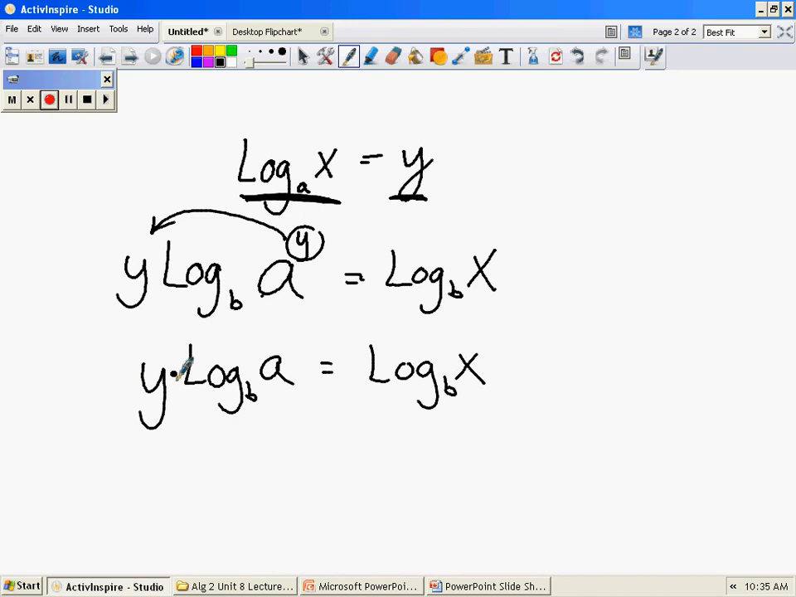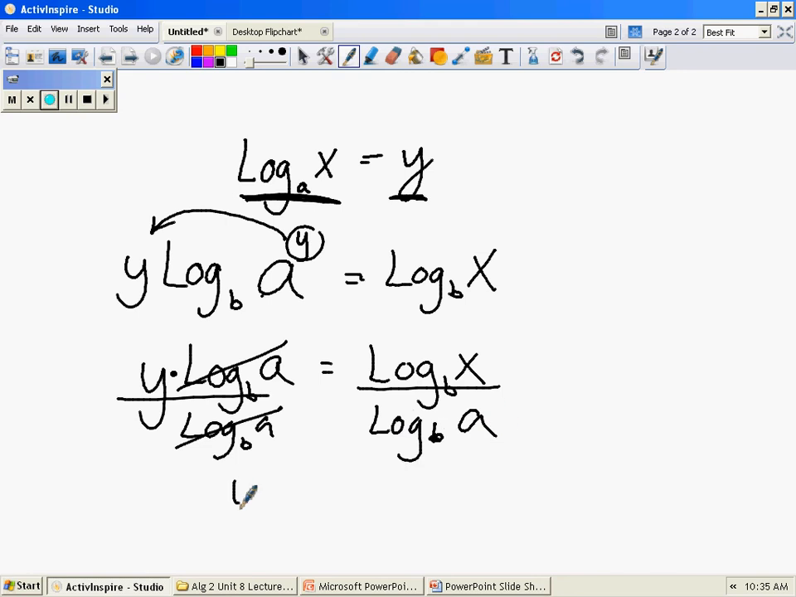By dividing it out. So I can divide this side by log base b of a. So they cancel. But whatever you do to one side, you must do to the other. Log base b of a. So there it is. y equals this.